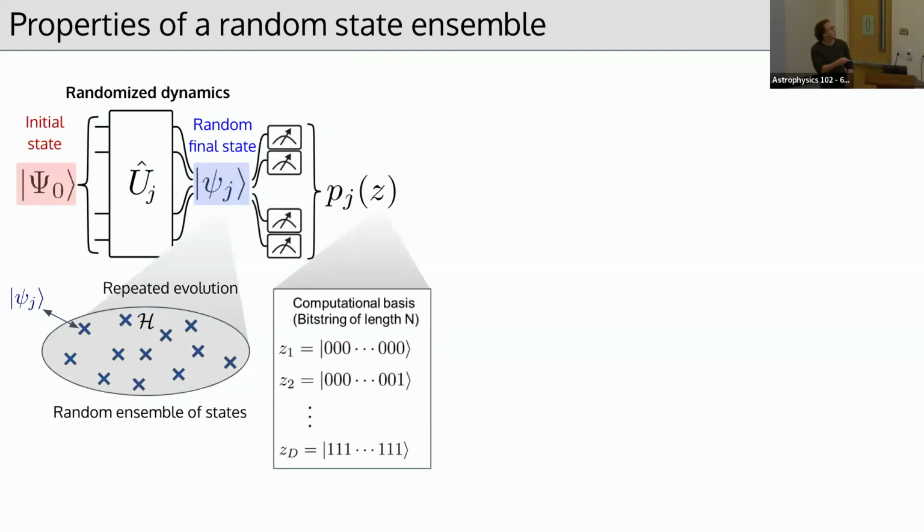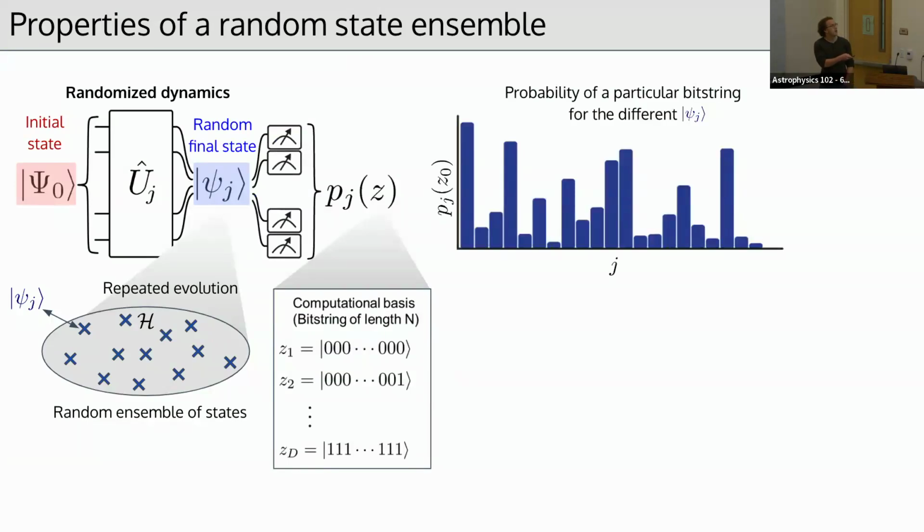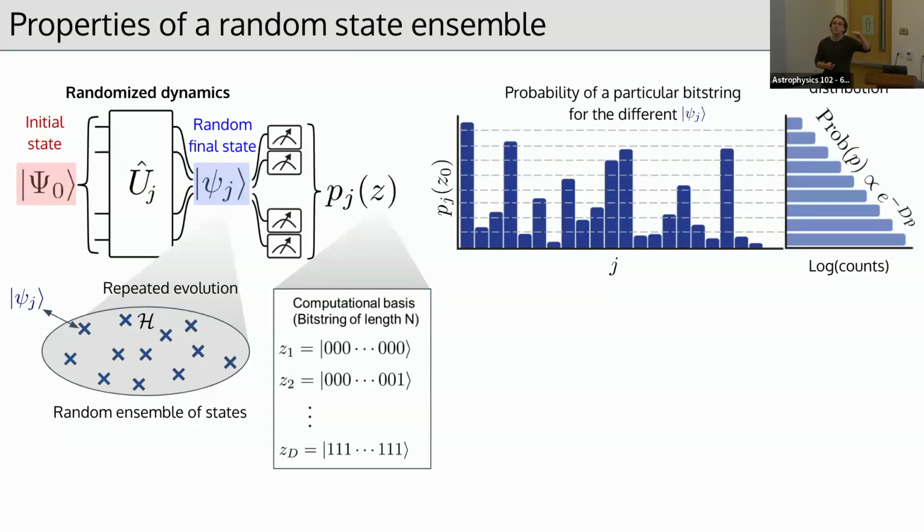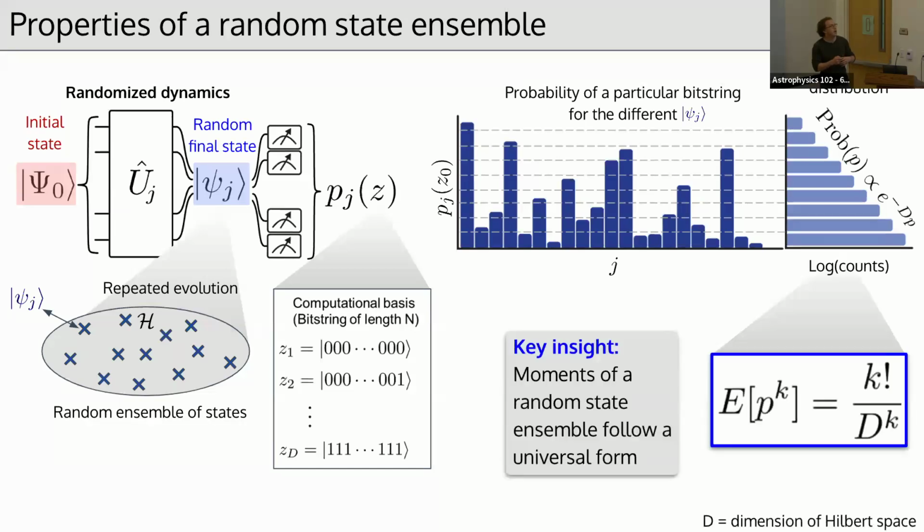We could then think about measuring each of these states psi in a fixed basis, getting this probability distribution as we had before. And if we look at how the probability of a single bit string changes as a function of our randomization, we'll again see some random distribution. But the key fact of random state ensembles is that if you look at the histogram of all of these different probabilities, this follows a universal form, this exponential distribution, which the experts know as the so-called Porter-Thomas distribution. This is really the key hallmark of having a so-called Haar random, or just generically a random ensemble in a quantum sense. Since you have this exponential distribution, you can characterize it by its moments and see that the moments of a random state ensemble follow this universal form.